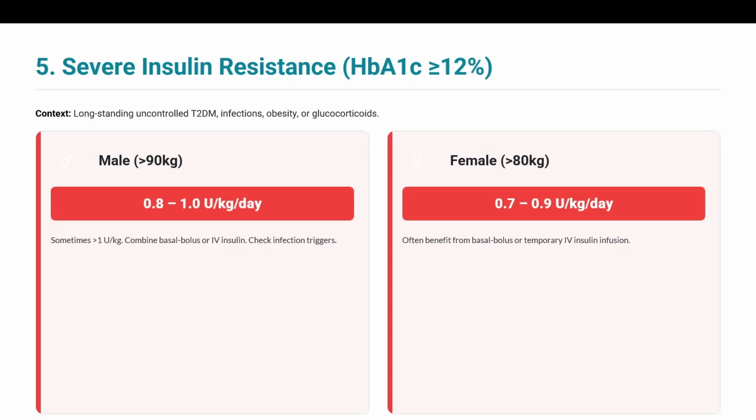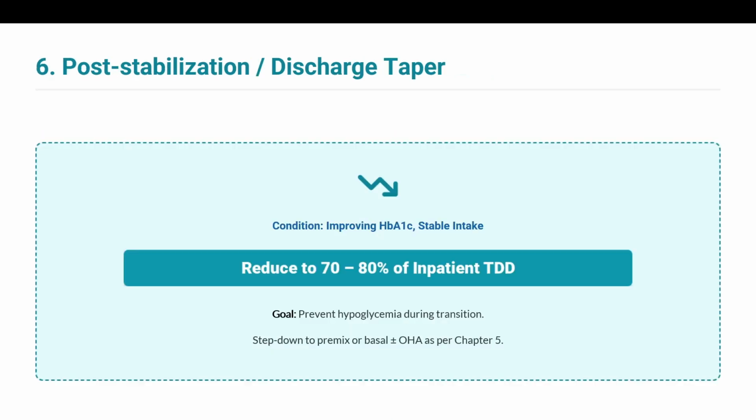With severe insulin resistance with HbA1c of more than 12%, you can go up to 0.8 to 1 unit per kg per day, sometimes even more than 1 unit per kg per day. Combine basal bolus or IV insulin, and check infection triggers. For a female, you can start mildly lower, 0.7 to 0.9 units per kg per day. They often benefit from basal bolus or temporary IV insulin infusion. This is done in patients with long-standing uncontrolled diabetes, infections, obesity, or on steroids.